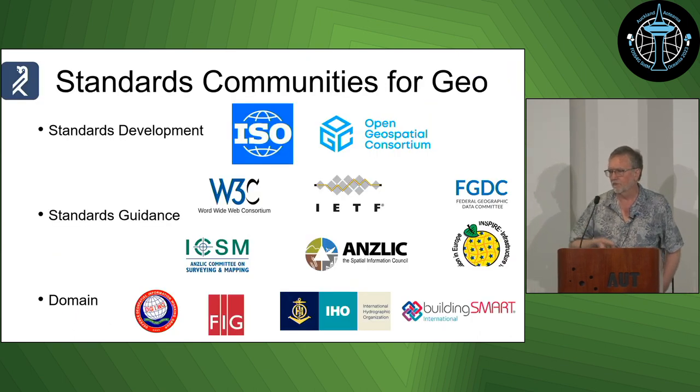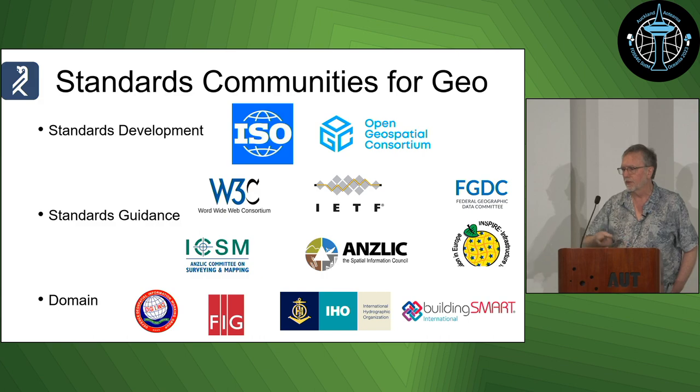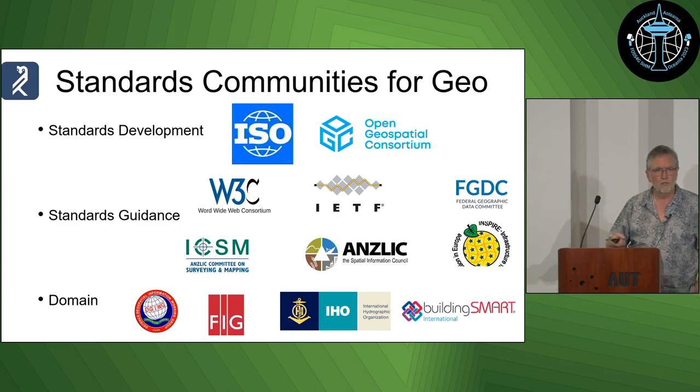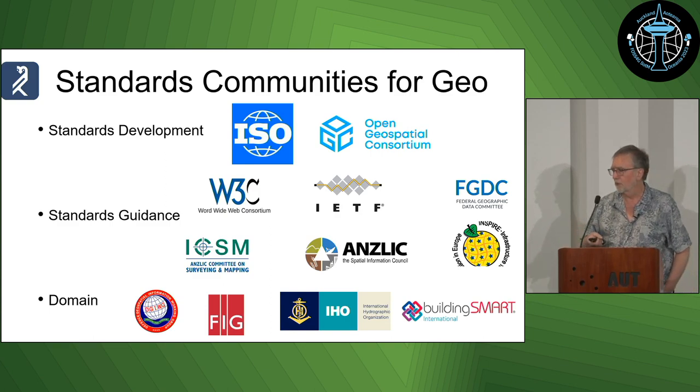Where do the standards come from? Well, they come from a number of places. At the top here, we have the main organizations, ISO and Open Geospatial Consortium. Those are the two organizations that make most of the standards that we use in this community. There's others, W3C, IETF, FGDC, and then at the regional level, well, FGDC is one of the regional ones. ICSM and ANSLIC for this part of the world, very important. INSPIRE for Europe. These guys kind of make more guidance about how to implement the standards up there. They may have some of their own.